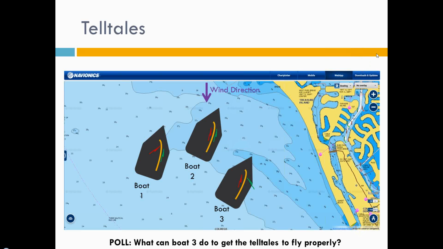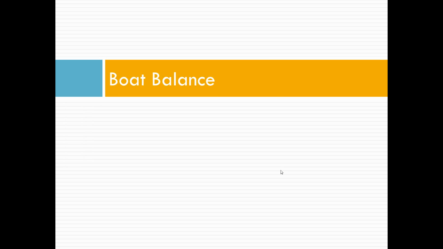Okay, it looks like most of you kind of get the gist of what's going on. All right, so we're just going to keep trucking ahead. We're going to shift into boat balance now. Boat balance kind of serves two purposes. You can think of it in the fore and aft, so bow to stern direction, and that's mostly what we'll focus on tonight.